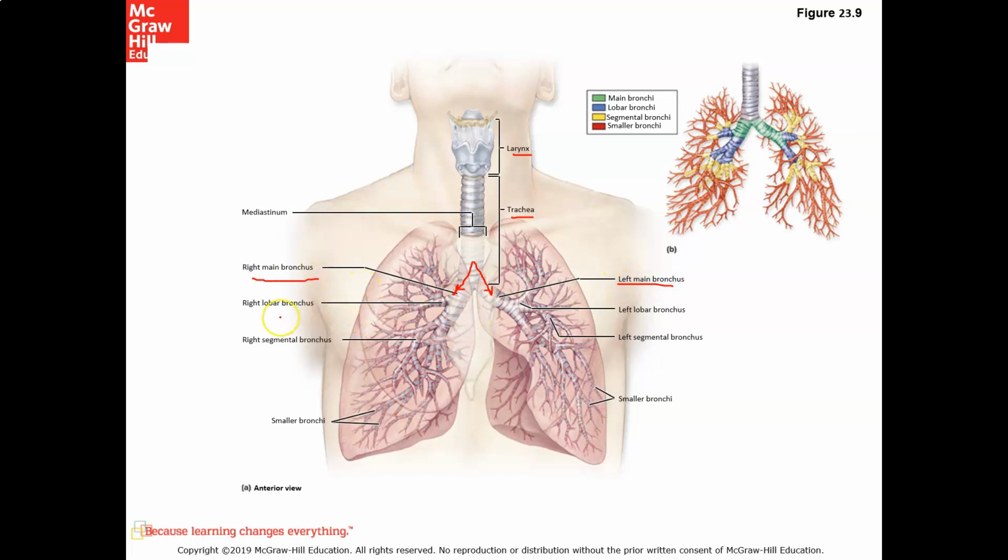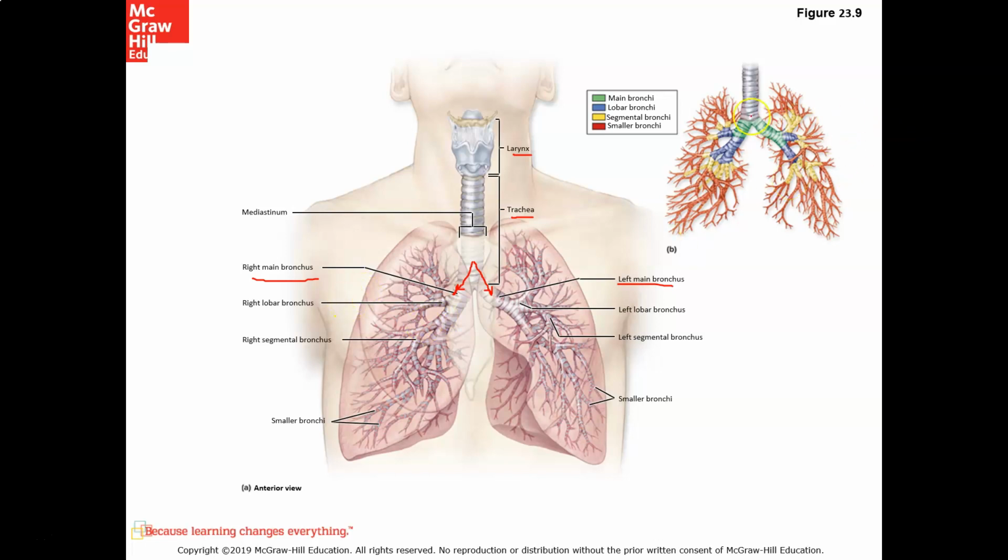And they get into the lobes of the lungs. So you have lobar bronchi. The left lung has two lobes, so you have two lobar bronchi. And you have three lobar bronchi on the right lung because you have three segments or three sections to the right lung.